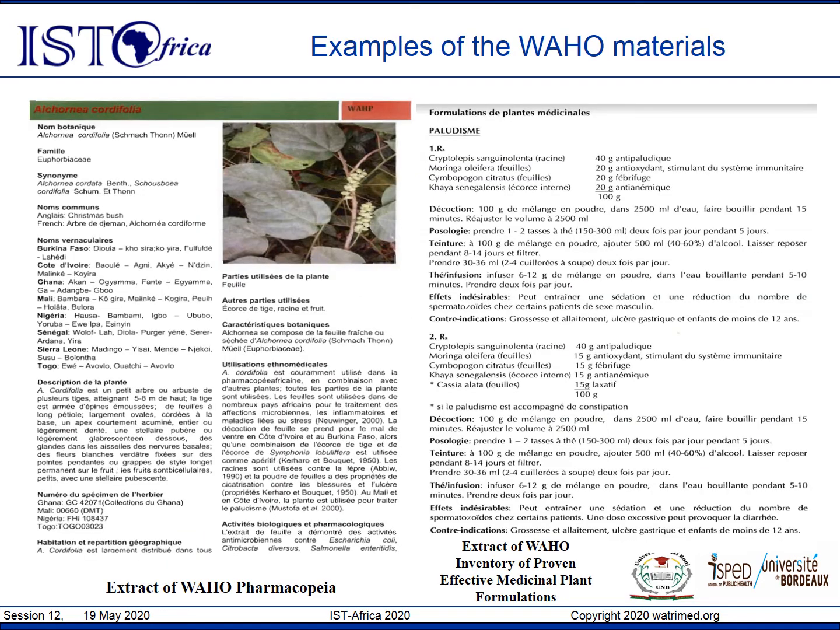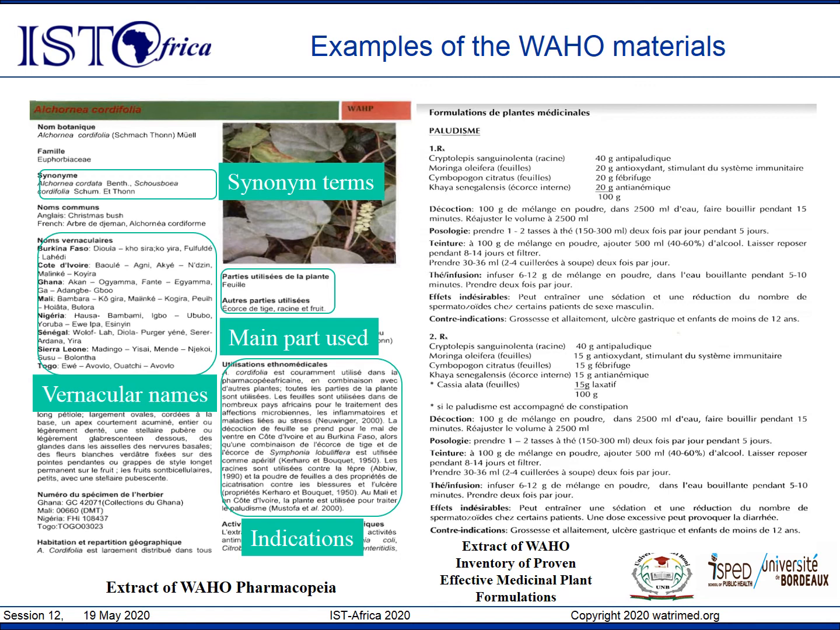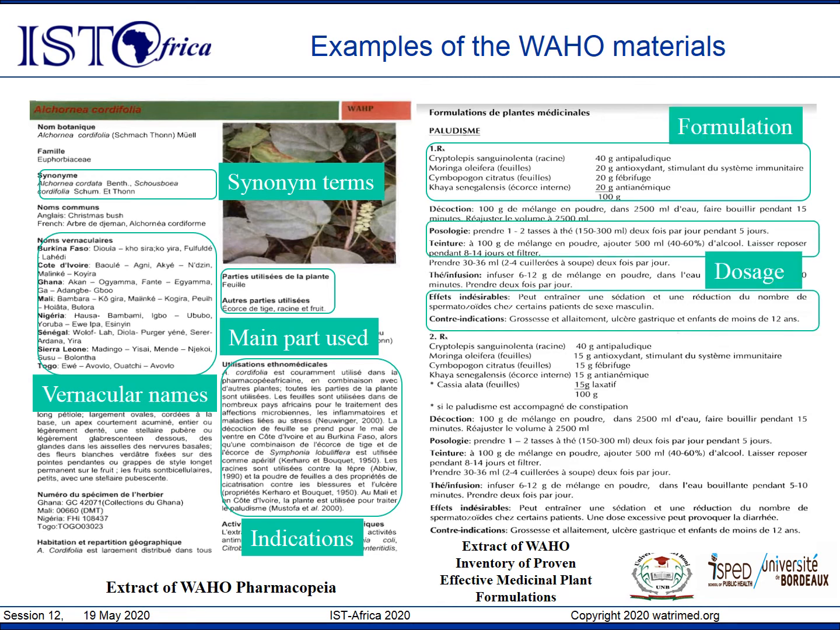Now we can present the two principal documents we use. In the first one, the Pharmacopoeia of WAU, we can have much information like synonym terms, vernacular names, main part used, and indication. In the second one, concerning the recipe, we can have the formulation, the dosage, and the side effects of the recipe.